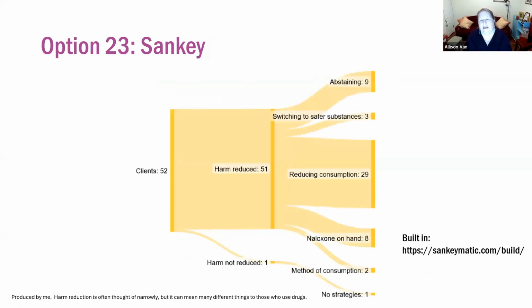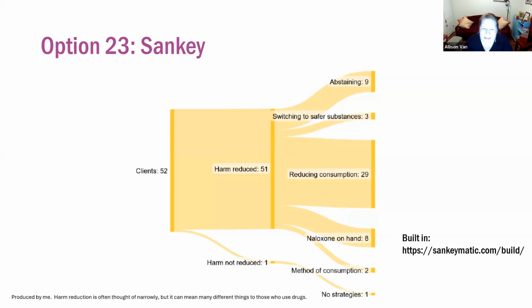Okay, option 23, a Sankey diagram. So a Sankey diagram is useful particularly for hierarchical information. And so in this case, we're working with harm reduction initiatives. And one of the things that we're thinking about as the research team on this is that harm reduction can mean a lot of different things.